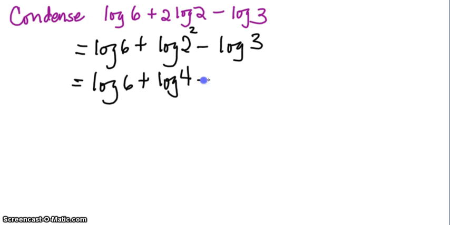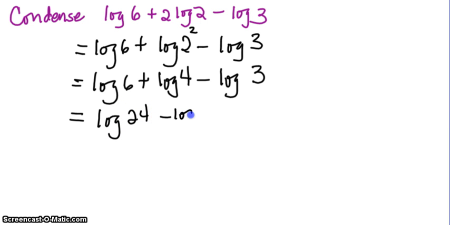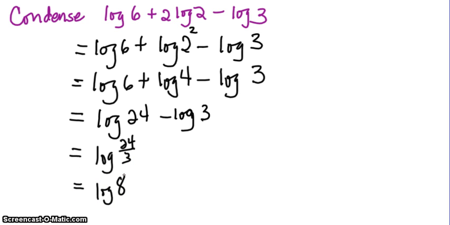2 squared is 4. Now, I'm adding the exponents. Remember, logs are exponents. When you multiply with the same base, you add the exponent. So I can multiply the 6 and the 4. And when I subtract exponents, that's when I'm dividing with the same base. So this would be the log of 24 over 3, which is the common log of 8.